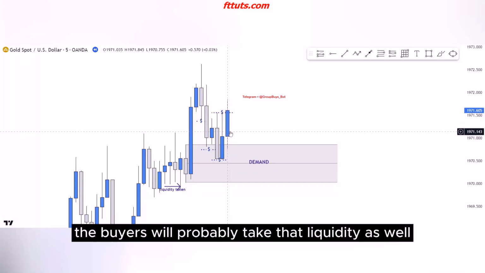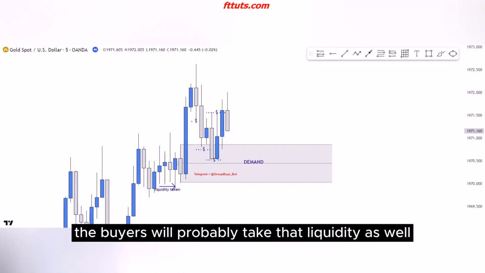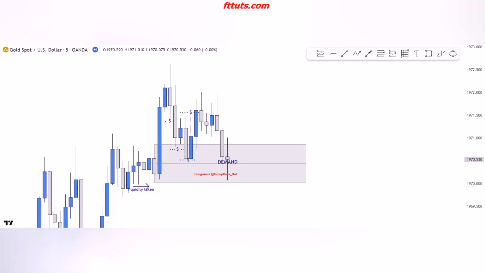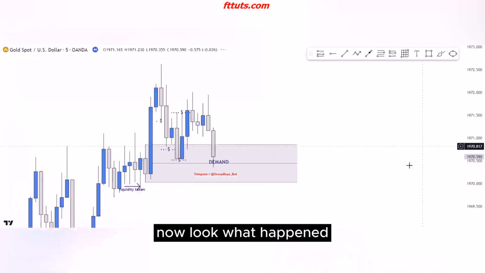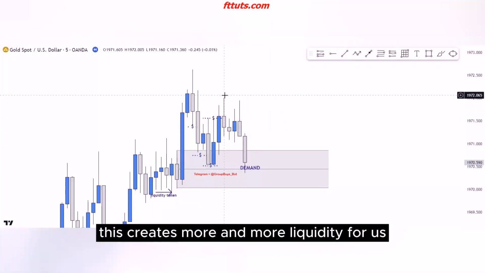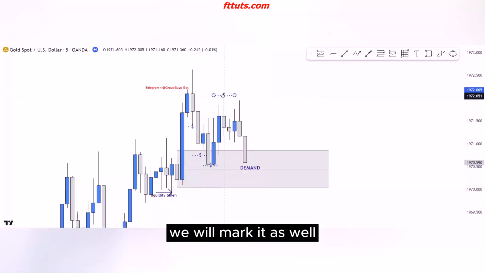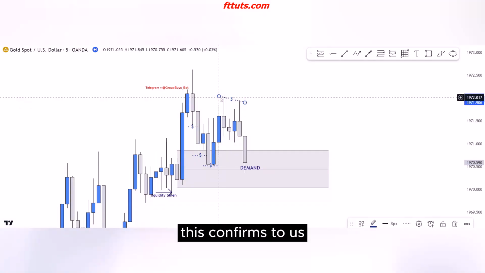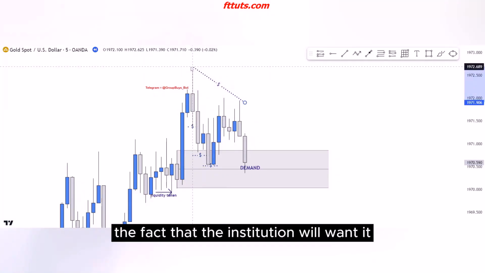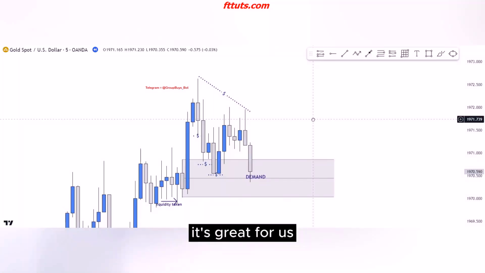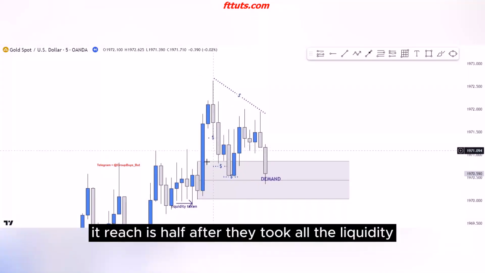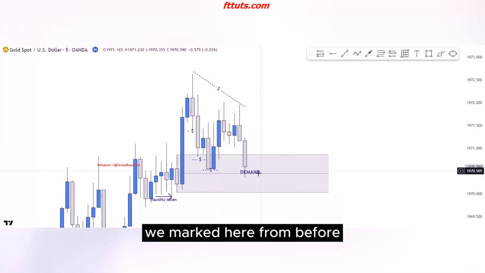This shows us that the buyers will probably take that liquidity as well. So this is a good clue. We will mark that too. Now look what happened. This creates more and more liquidity for us. We will mark it as well. This is a very large piece of liquidity. This confirms to us the fact that the institution will want it. It's great for us. And as you can see, it reaches half after they took all the liquidity we marked from before.